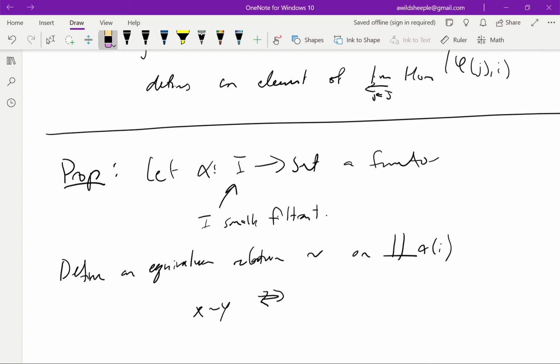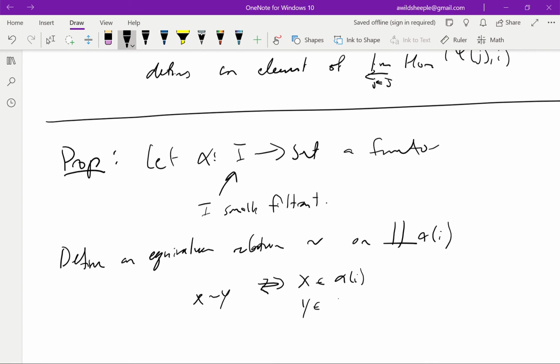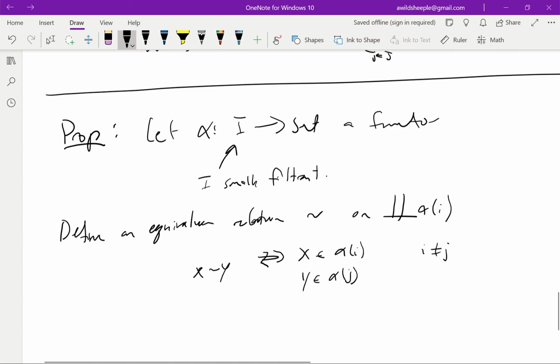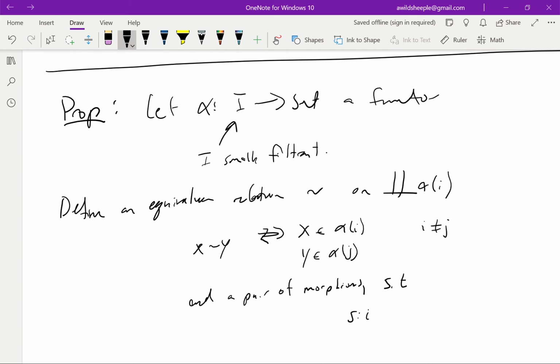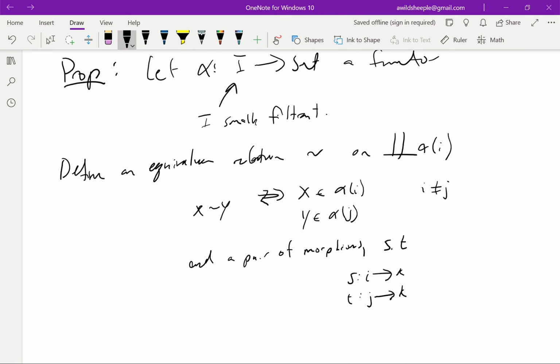Let's try to be careful. If there's an x in alpha I and a y in alpha J, with, of course, I different from J, and a pair of morphisms, which I'll call S, T, S: I to k, T: J to k, such that alpha of S of x is equal to alpha of T of y.